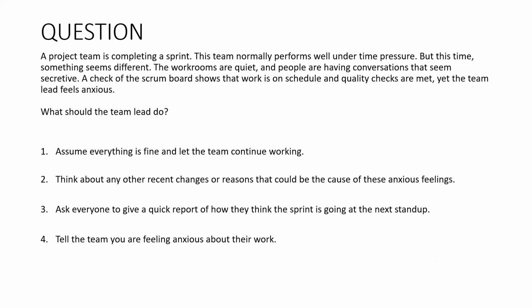Okay, great. Now let's go to the next question. A project team is completing a sprint. This team normally performs well under time pressure. But this time something seems different. The workrooms are quiet and people are having conversations that seem secretive. Secretive means trust is gone, right? A check of the Scrum board shows that the work is on schedule and quality checks are met, yet the team lead feels anxious. Why? Because the silence is a good thing or a bad thing?